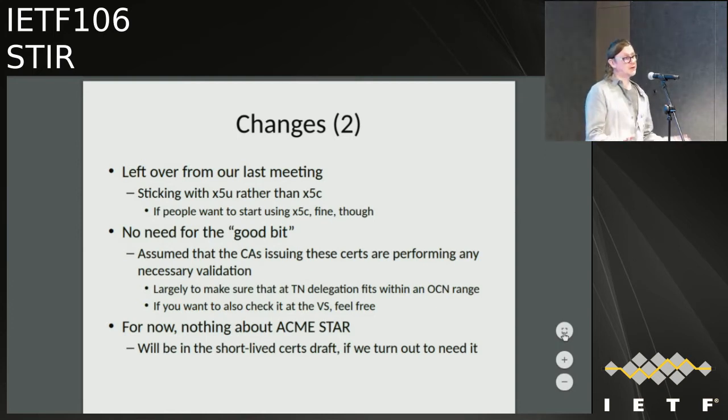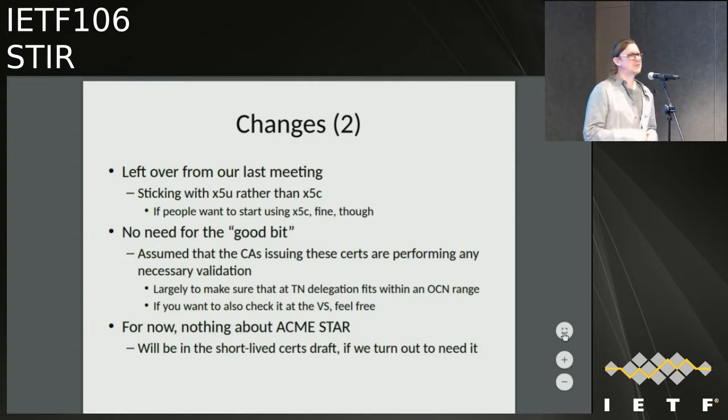This does not, however, preclude a VS from double-checking that a particular telephone number is within the scope of the OCN and the cert that signed it. You can still do that. We're not forbidding you from doing it. We're just saying that's kind of belt and suspenders at this point, because that delegation should have been assured by the CA that issued the cert in the first place.